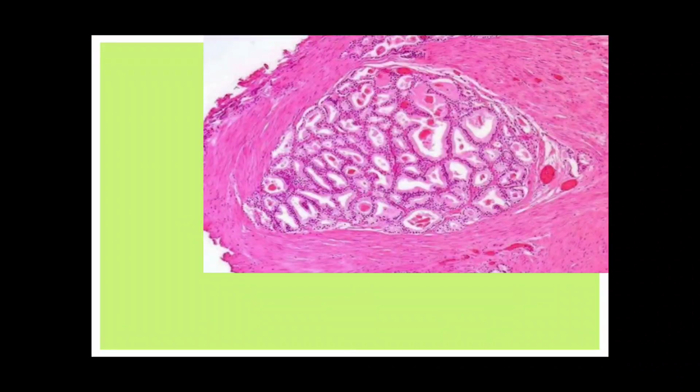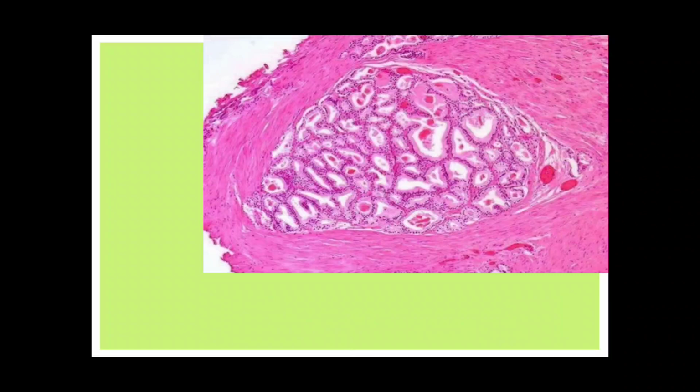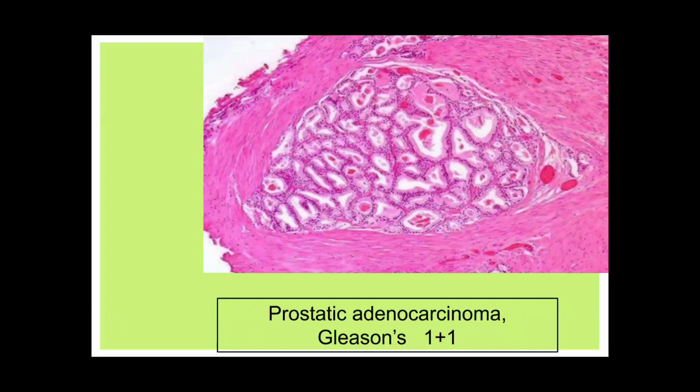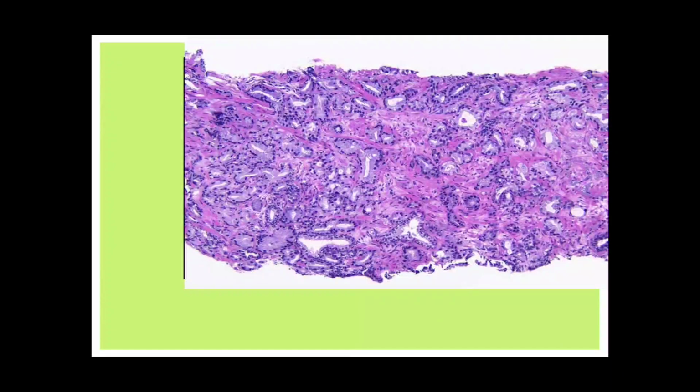So for example, this is a prostatic adenocarcinoma, and this is a Gleason score 1 plus 1, that is 2. So it will come in the first group, that is a score of 6 or lower. Now in this, you see these are the prostatic adenocarcinoma. These are the glands, and there is some space in between these glands. And if this pattern is most prevalent, then the score will be 2 plus 2. So likewise, we give the scores.